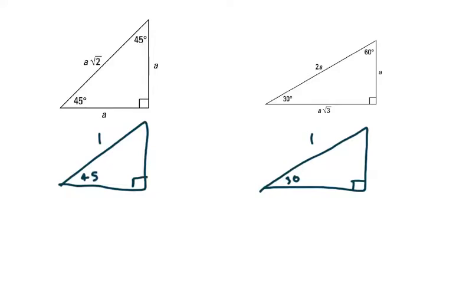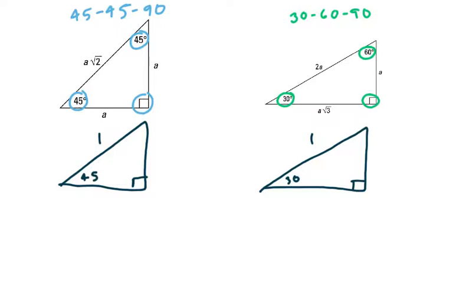On the left here, we have a 45, 45, 90 special right triangle, which gets its name because of the 45, 45, and 90-degree angles. And on the right, we have a 30, 60, 90-degree special right triangle, which again gets its name because of its angle measures.